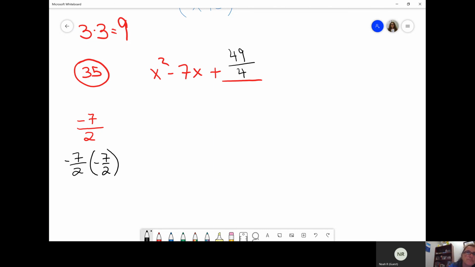49/4. And when you factor it, it factors into x, and again, it factors into the value that you got when you divide it by 2. So your factor should be x minus 7/2, and then square that. Here you go. That's it.